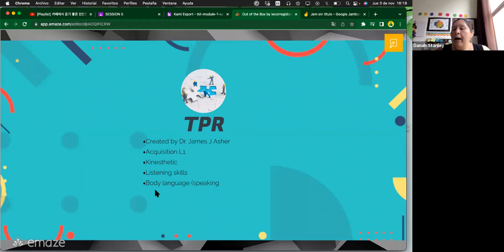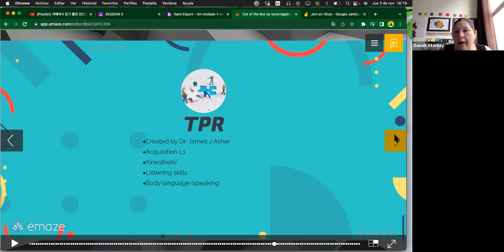Entonces, we normally think, or we relate this TPR with children only. We say, no, TPR is only for children. Adults cannot be taught by using TPR, or we just limit the use of TPR to head and shoulders, knees and toes. But we can introduce other chunks of grammar by using this method.